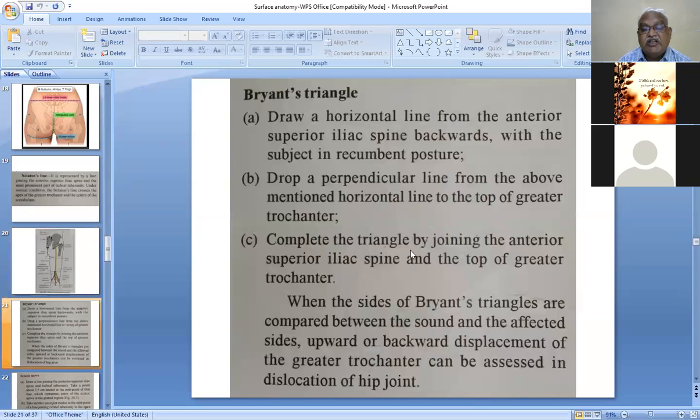Complete the triangle by joining the anterior superior iliac spine and the top of the greater trochanter.